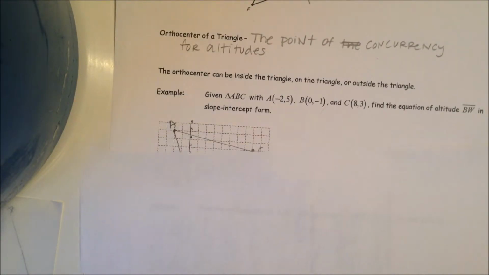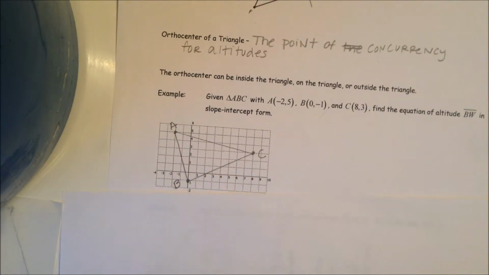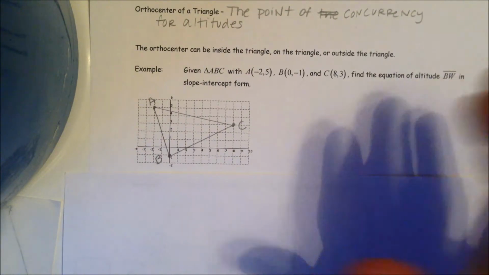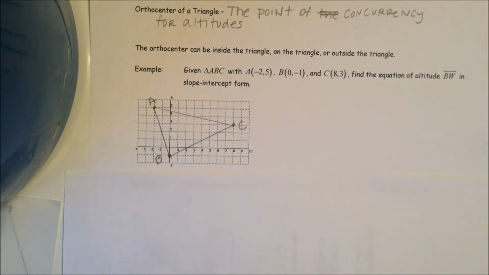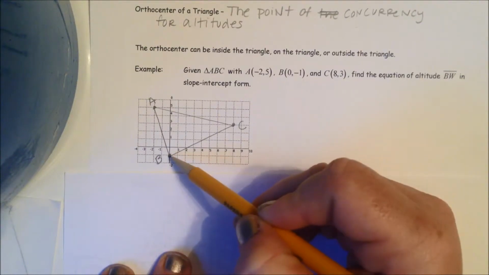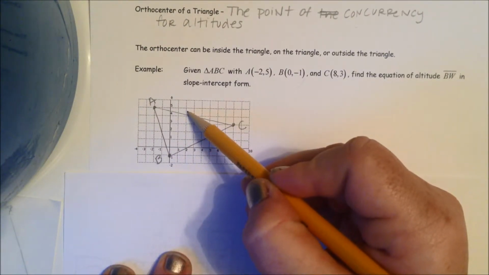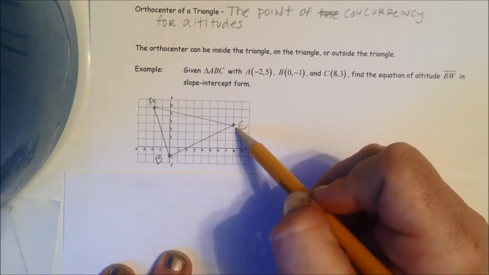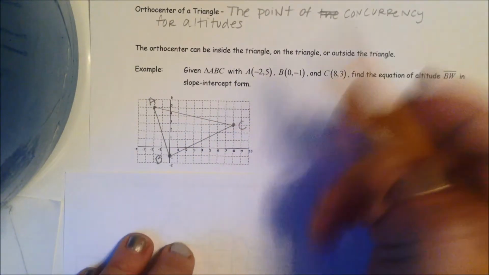So this says, given I have triangle ABC with A at negative 2, 5, B at 0, 1, and C at 8, 3, find the altitude of BW in point-slope and slope-intercept form. So I'm finding the altitude of BW. So that means I need B, a line going from B through AC that crosses AC at a 90-degree angle. So I need to start off with the slope of AC.